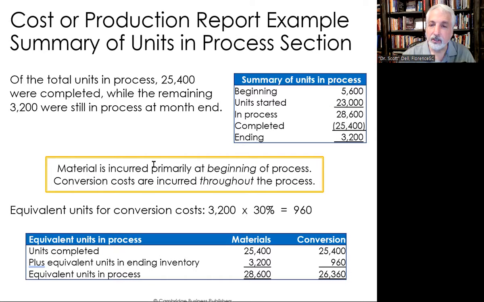So what does the summary look like? Summary of units in process. We do actually do units here. We started with 5,600, and we started to process another 23,000 in the system. So in process, we have 28,600.